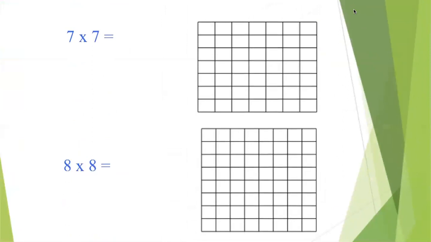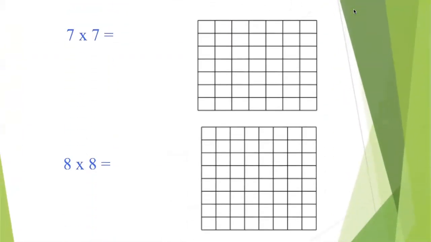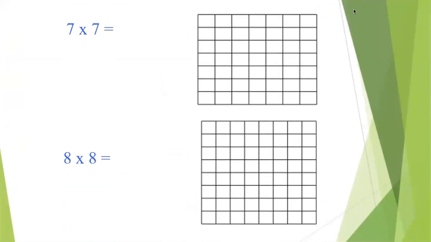Okay, can you just quickly outline what is the next square number after 36? And the clue is on the screen. What's the next number after 36 and the one after that as well? Pause the screen and write it on your whiteboard, please.